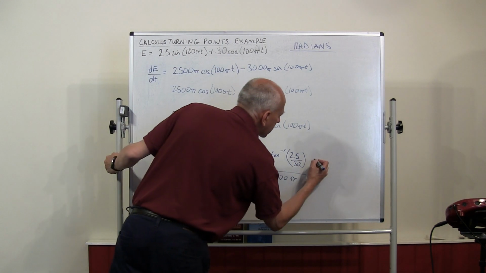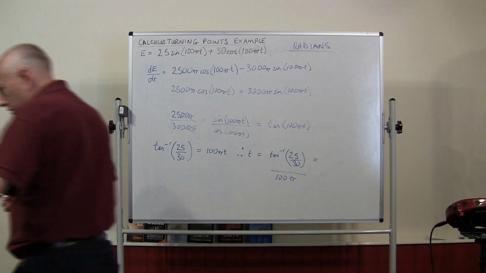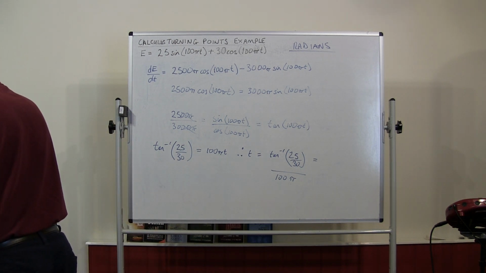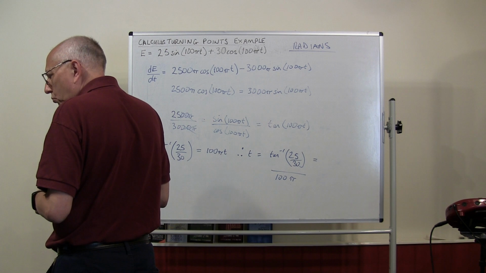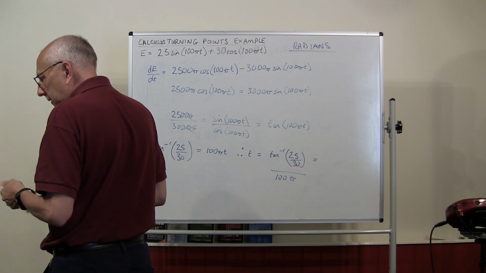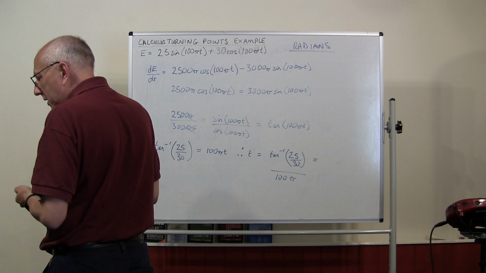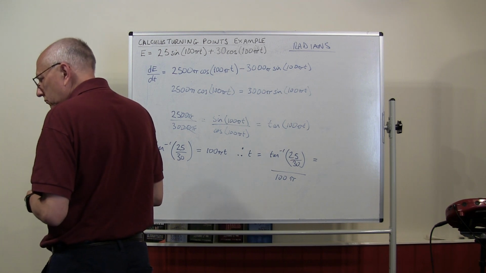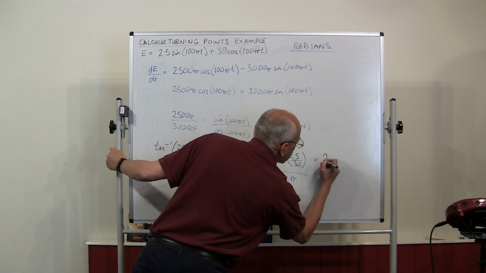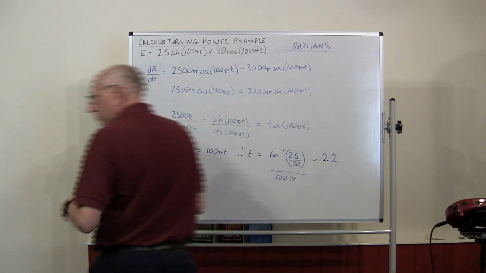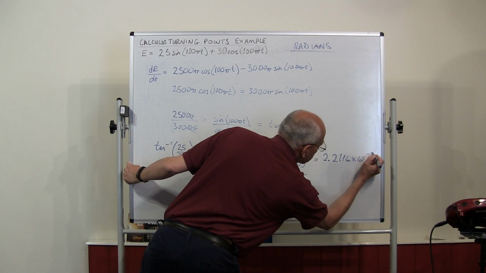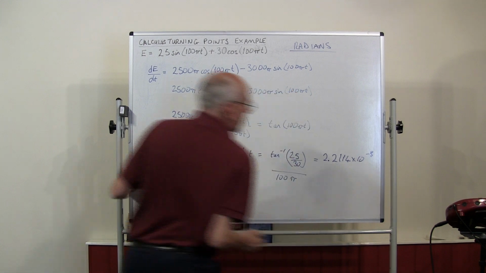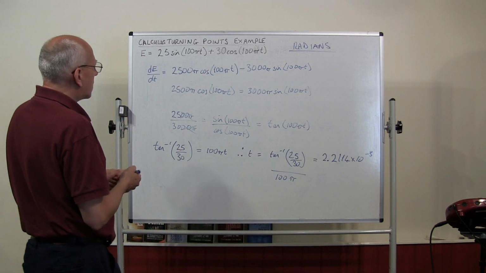That gives me an answer of, let me see my notes, somewhere on here, 2.2114 times 10 to the minus 3, or 2.2114 milliseconds. Okay, let's write that down. 2.2114 times 10 to the minus 3, which is milliseconds, of course. Okay?